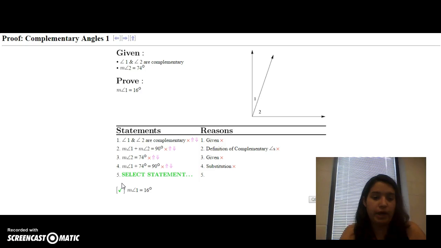And finally, by the property of subtraction, I subtract 74 degrees from 90 degrees, and I'm able to get that the measure of angle 1 equals 16 degrees. Finally, as I said, subtraction axiom.